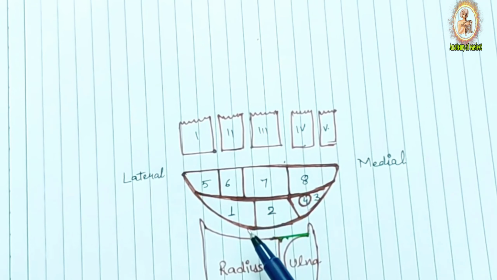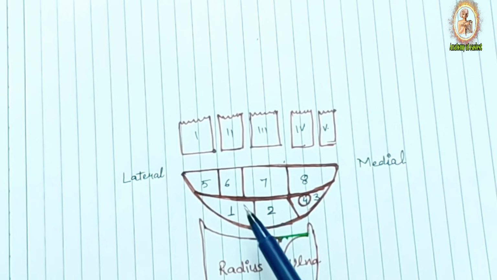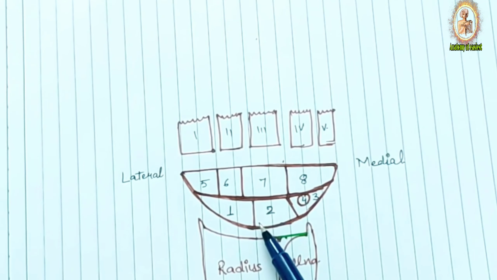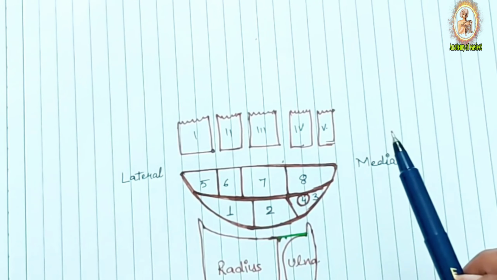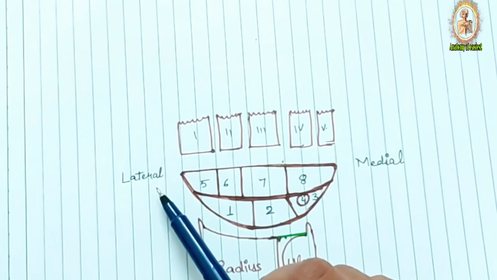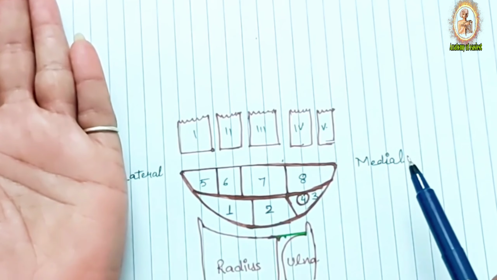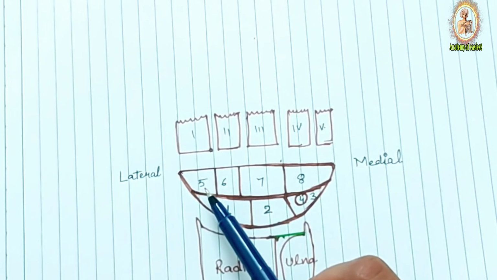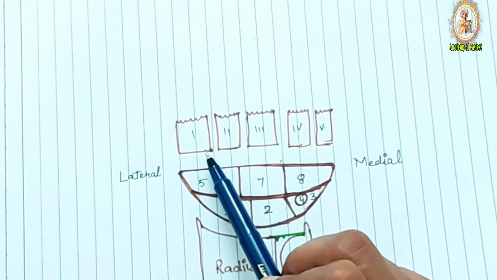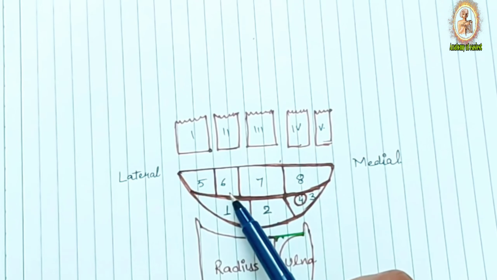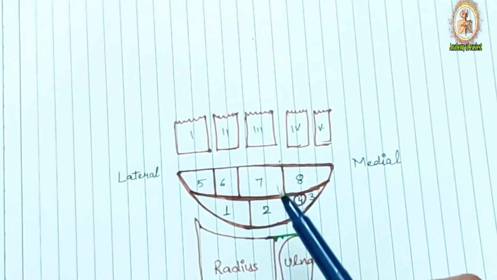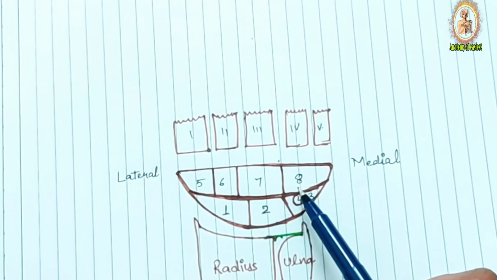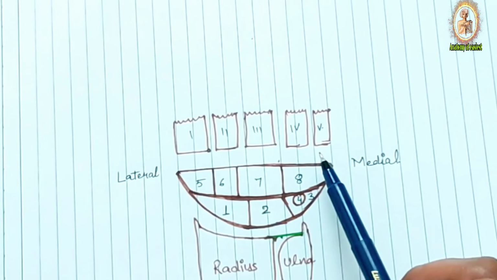You can clearly demarcate that scaphoid articulates with the 5th, 6th, that means trapezium, trapezoid, and part of capitate, also with the lunate. Similarly, all other carpals are articulated. This is the lateral side and this is medial, similar to my left hand. On the 5th carpal, that is the trapezium, the first metacarpal articulates. On the 6th, trapezoid, the second metacarpal articulates. On the 7th, capitate, the third metacarpal articulates, and on the hamate, the 4th and 5th metacarpals articulate.